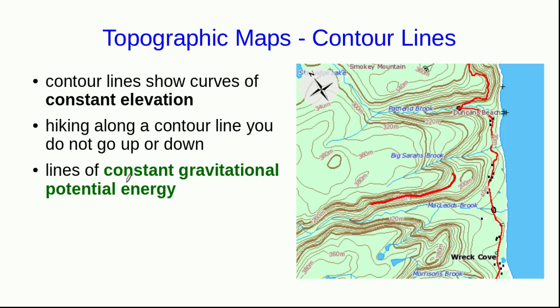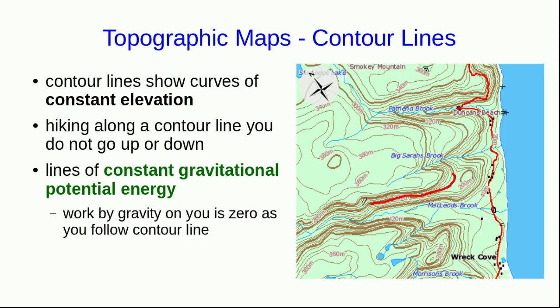That means that these are lines of constant gravitational potential energy. Because I do not go up or down as I hike on this line, my gravitational potential energy doesn't change as I do this hike. Or equivalently, we could say that the work that the gravitational force does on me as I walk along this line is zero, because my path is perpendicular to the direction that gravity is acting.